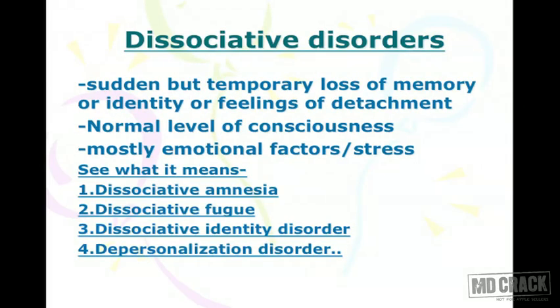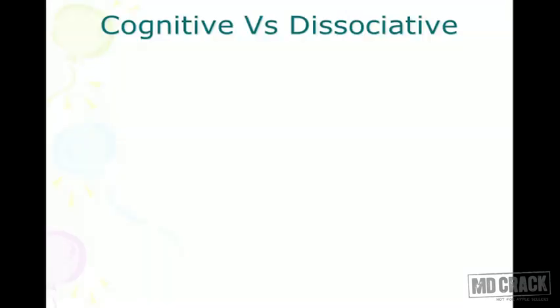Whereas in dissociative disorders, there is sudden but temporary loss of memory or identity, or there may be feelings of detachment. And the level of consciousness is absolutely normal. That's the great difference. And mostly emotional factors or stress in the recent or in the past might be responsible. See what it means: dissociative disorders include dissociative amnesia, dissociative fugue, dissociative identity disorder and depersonalization disorder.